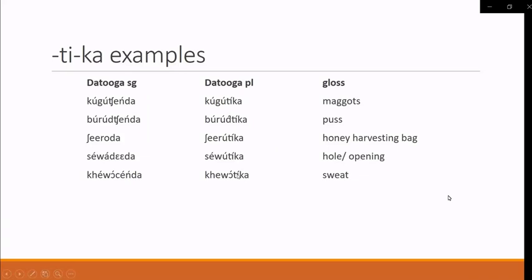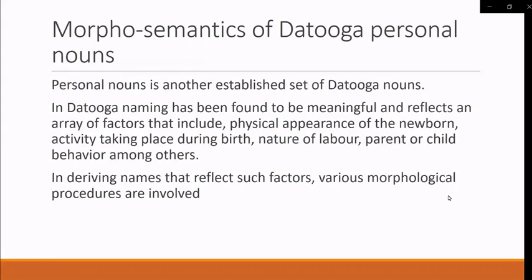In this noun, kiawotka, Sewutka, Sherutka, Bruditka, and Kugutka. So these are some of the examples of nouns with some semantic similarities derived using the T formative, which can now be termed as a classifier.